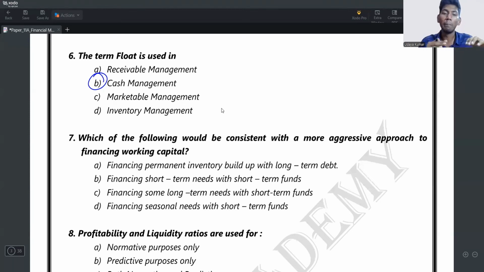It is moderate because it is a balanced approach. It aligns the duration of funds with the duration of needs. So it is moderate, okay? Whereas option D, financing seasonal needs with short-term funds, is also a balanced approach for temporary working capital. So the aggressive one is option C, right? Clear? So moving to question number 8.